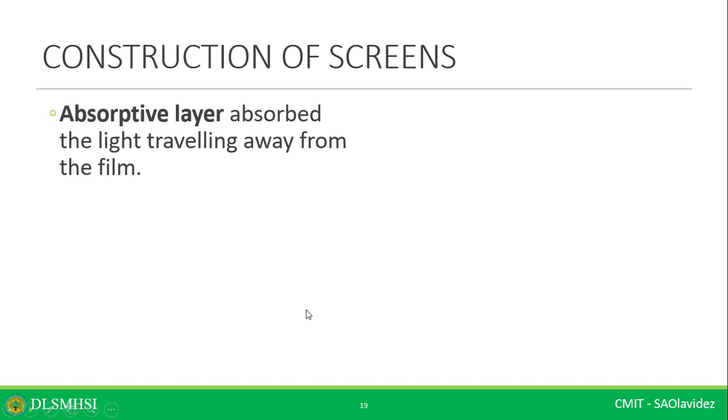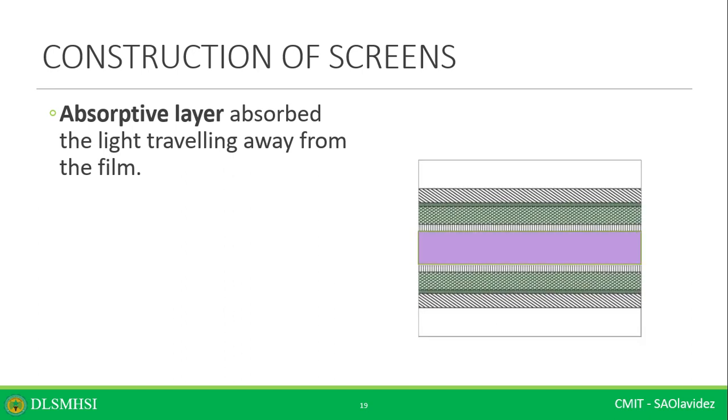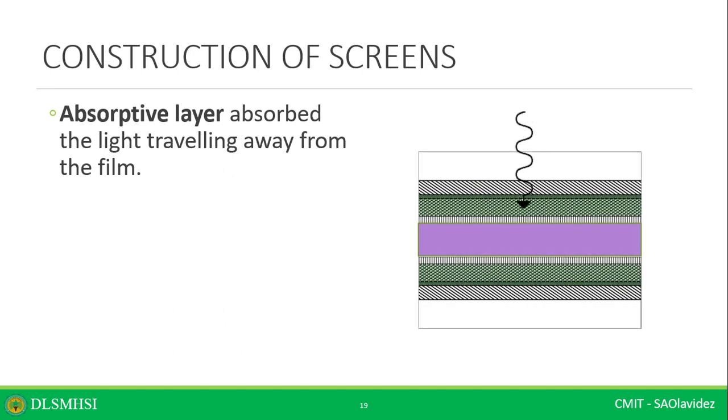On the other hand, the absorptive layer absorbs the light traveling away from the film. It has an opposite effect compared to the reflective layer. When no absorptive or reflective layer was used on an intensifying screen, there was always a small amount of light traveling away from the film that would be reflected back due to the difference between the material used for the phosphor layer and the base material.